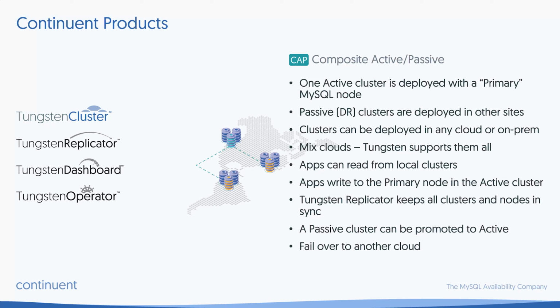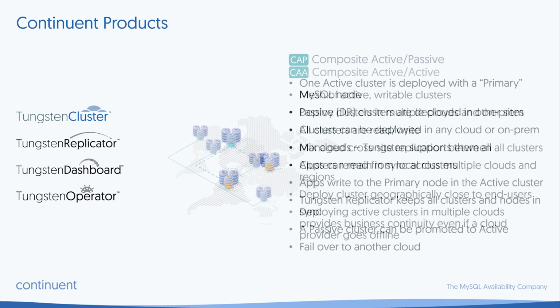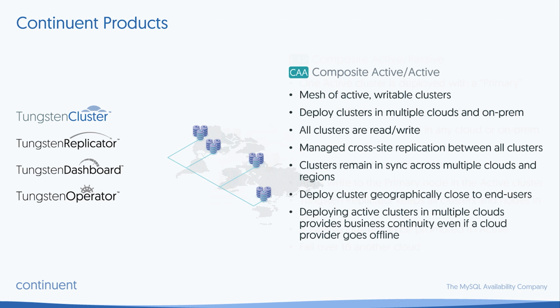In the event of a primary node within the cluster failing, as with a standalone cluster, a new primary will be elected. However, with a composite active-passive topology, should you lose the entire primary cluster, then you can promote a passive cluster to take on the primary node. Our final topology is our composite active-active topology.